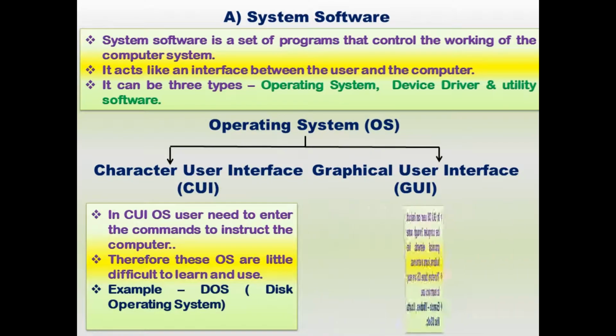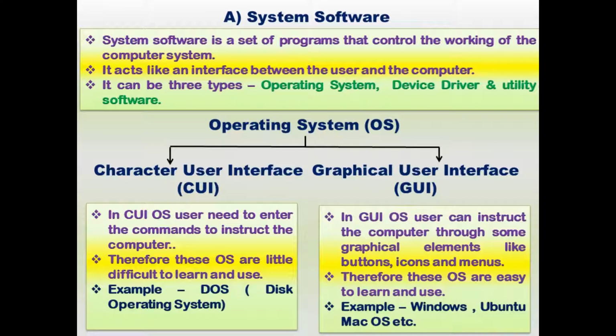For example, DOS operating system, disk operating system. This operating system was used till 1995. In 1995, Windows operating system was launched by Microsoft, which was a graphical user interface based operating system. In graphical user interface operating systems like Windows, the user can interact with the computer through some graphical elements like buttons, icons and menus. Therefore, there is no need to remember any commands, and therefore these kinds of operating systems are very easy to learn and use.